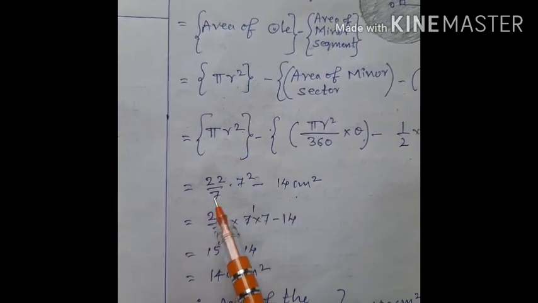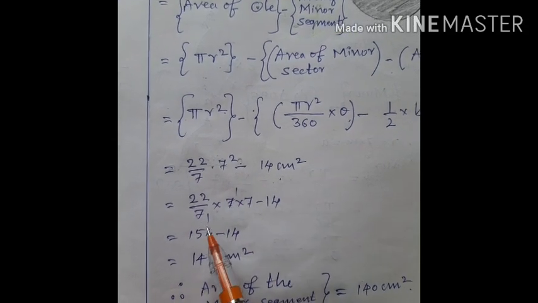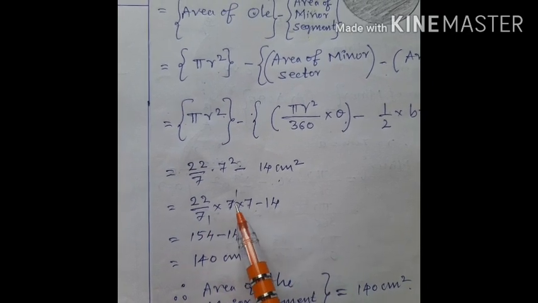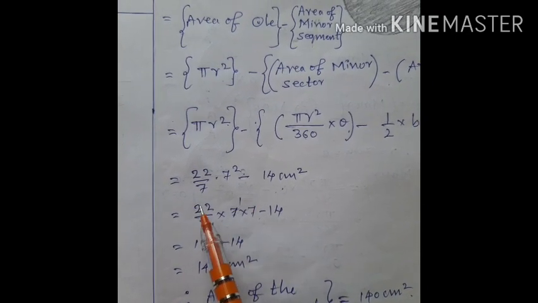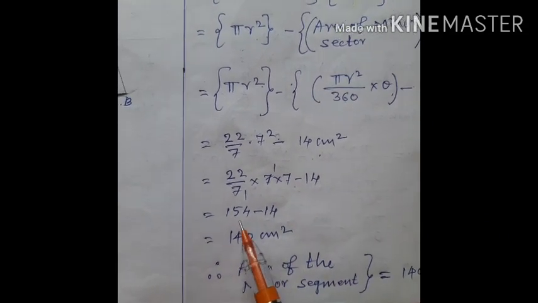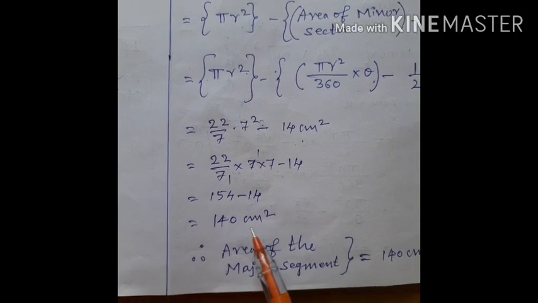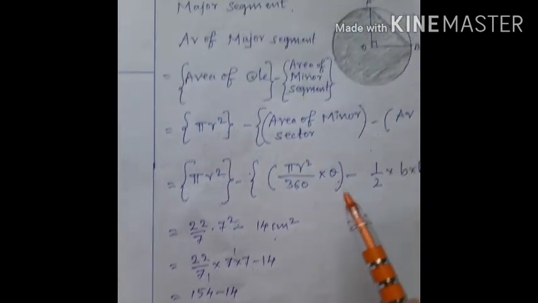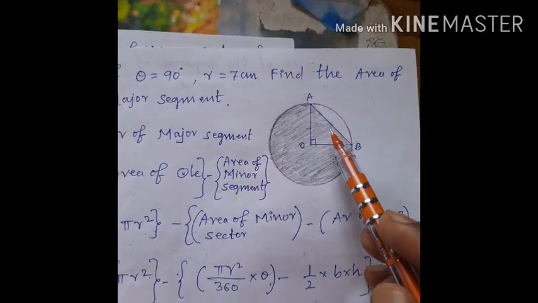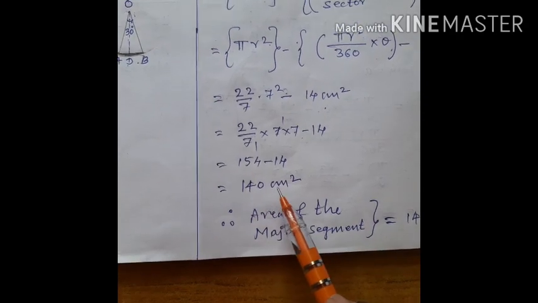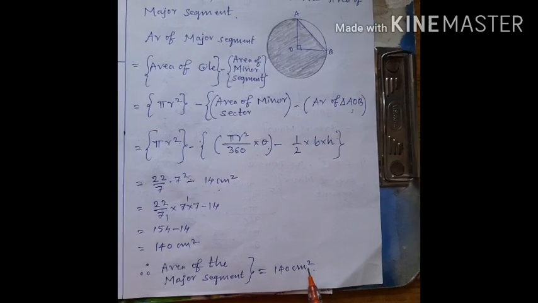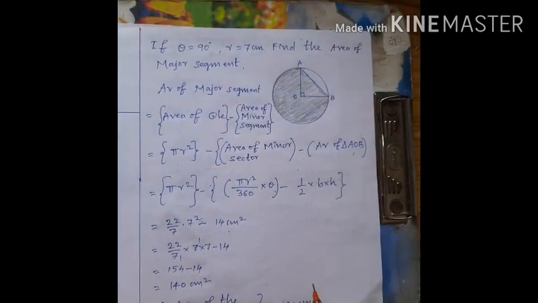Therefore, this πr² is 22 by 7 into 7 square. This is 22 by 7 into 7 minus 14. So 7 and 7 get cancelled here, 7 ones are 7. Therefore, 22 sevens are 154, and this is minus 14. Therefore, children, 154 minus 14 is equal to 140 centimeters square. Therefore, the area of this major segment is 140 centimeters square.